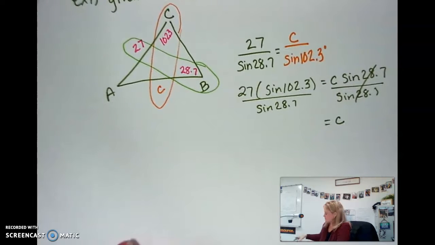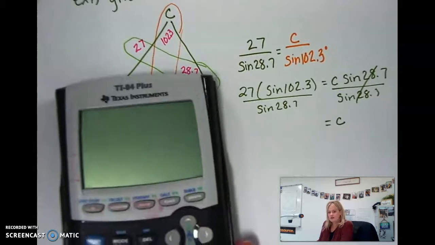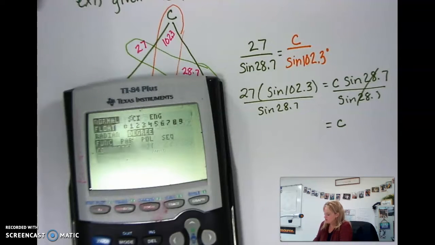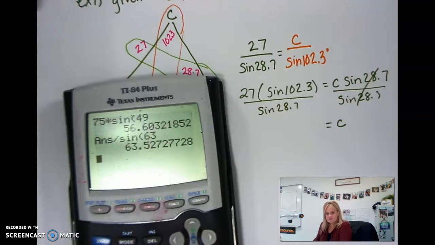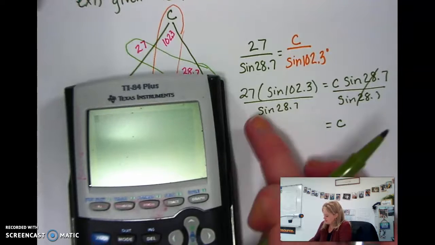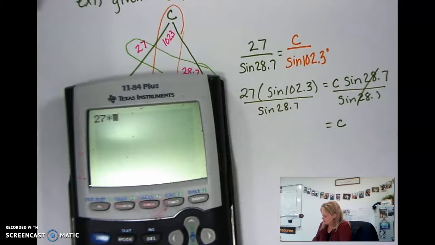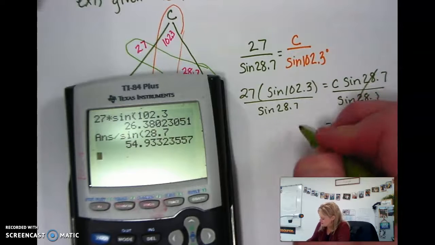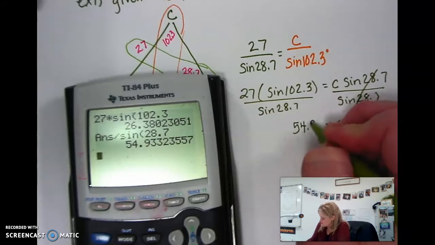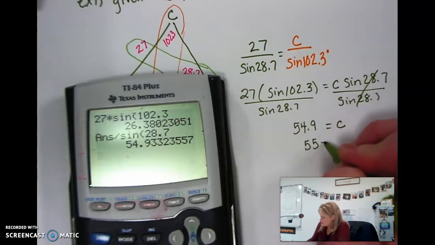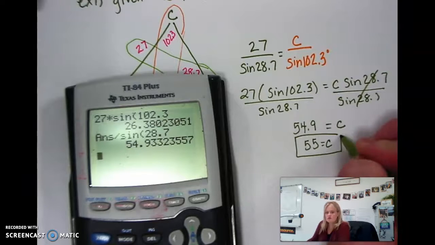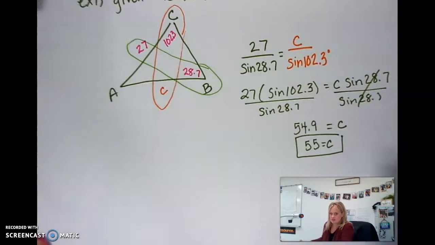Now, a couple things to note before you use your calculator. Make sure you are in degree mode. And I'm going to take 27 times the sine of 102.3. I like to hit enter first, then divide by the sine of 28.7. I just want to make sure that my calculator understands the order of operations that I'm using. And we will round to the nearest whole number, so that is 55 feet.